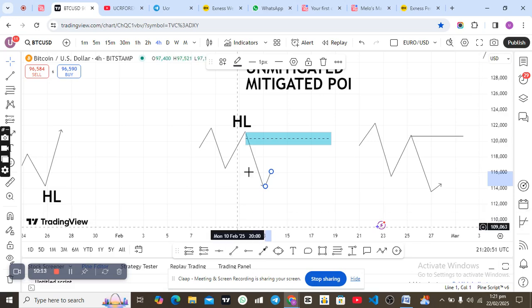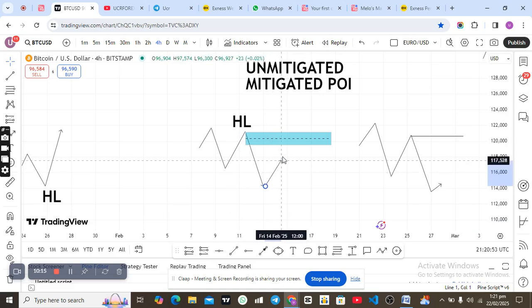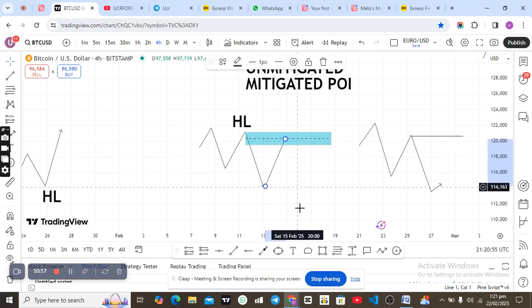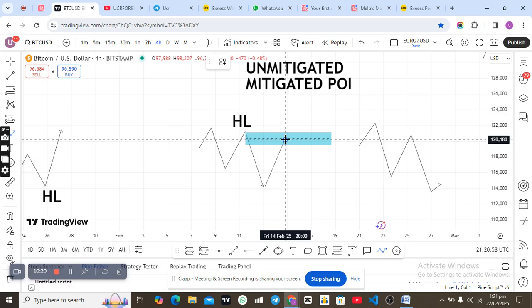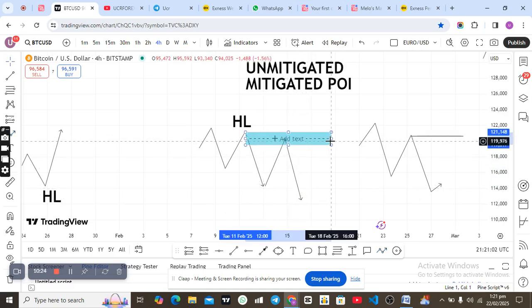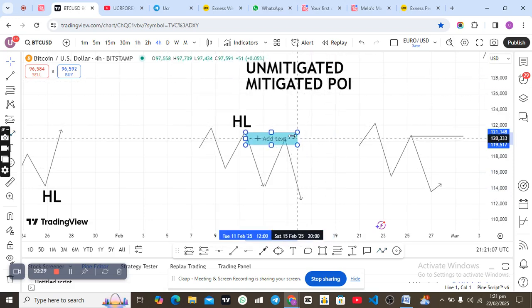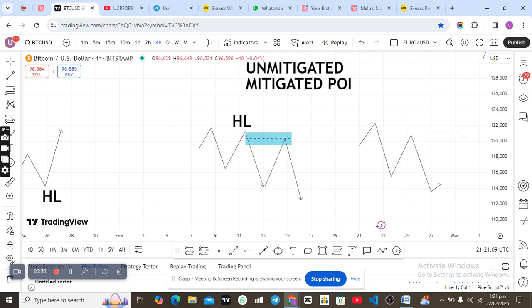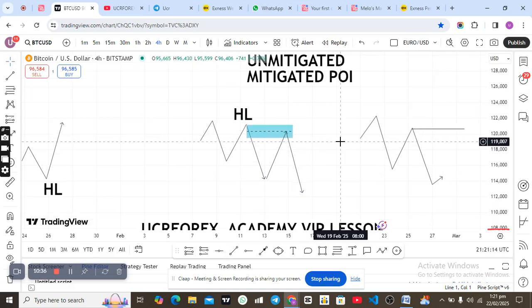So the moment price comes back to a particular zone this way and starts dropping to the downside, it means this zone has been mitigated. It has moved from an unmitigated to a mitigated point of interest. The characteristic of a mitigated point of interest, whenever price mitigates a zone, is this: retest completed. Price revisits that POI and often forms weakness or consolidation.